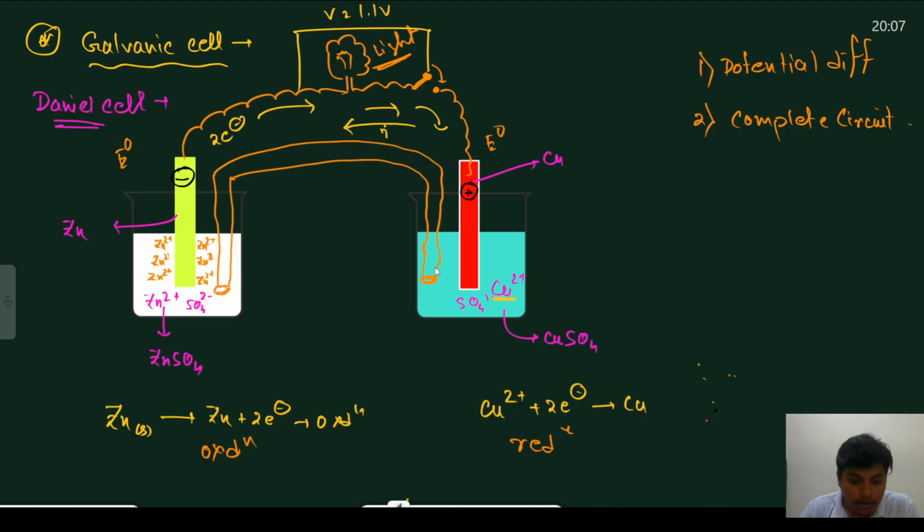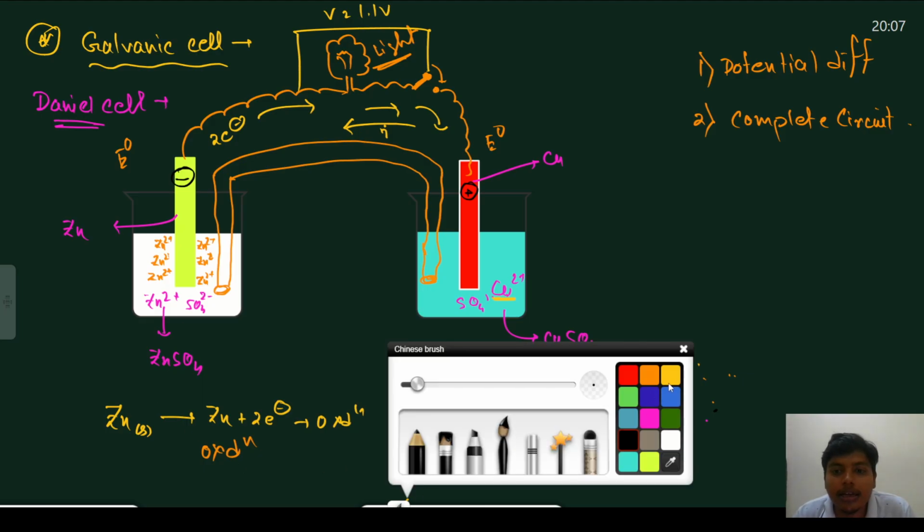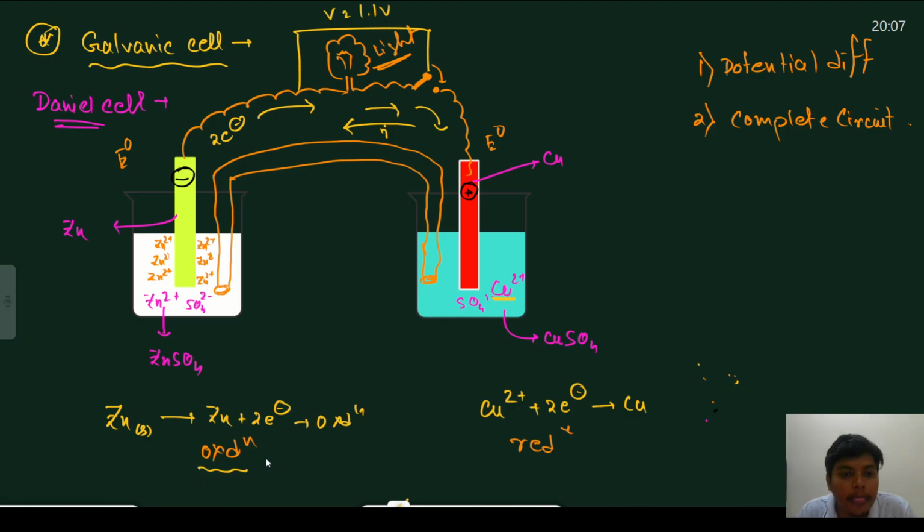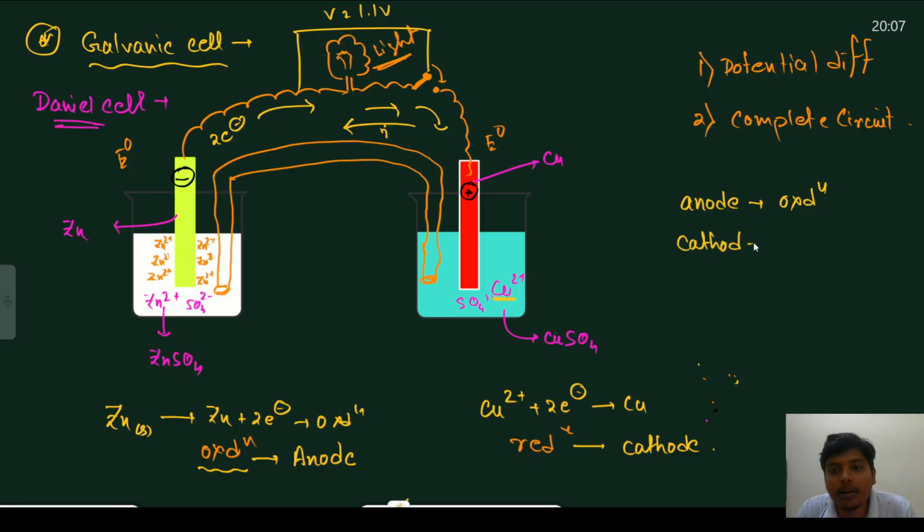The side where electrons are coming from is negatively charged, and the side where electrons are going is positively charged. That's why at zinc oxidation happens, and the zinc electrode is known as anode. Where reduction happens, that electrode is known as cathode. Two types of electrodes are there: one is anode, one is cathode. Remember, anode means oxidation, cathode means reduction. Doesn't matter what charge is there.